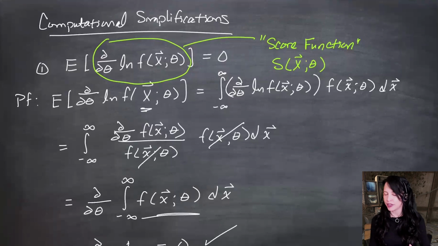Hopefully that'll make more sense eventually. Right now we don't need to call it anything, but I will come back to it where we will call it the score function. The expected value of the score function is always 0.